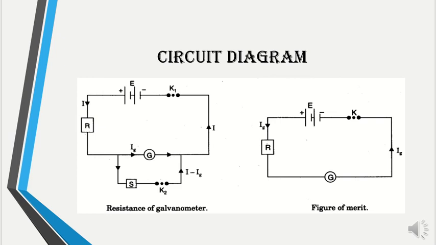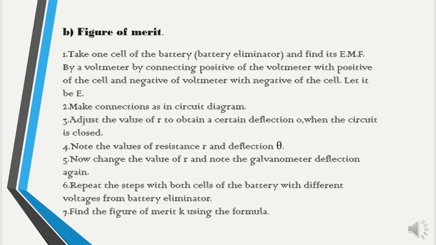For the figure of merit, we have to take one cell of a battery and find its EMF by a voltmeter, connecting the positive side of the voltmeter to the positive side of the cell, and the negative side of the voltmeter to the negative side of the cell. The EMF is denoted by E.